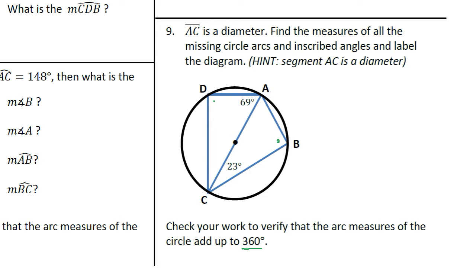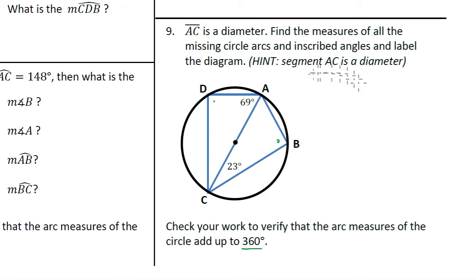This is also on the worksheet Inscribed Shapes, and we're looking at question number 9. Somebody had a question on number 9. Segment AC is a diameter, so that tells me that this segment AC passes right through the center of the circle. Find the measures of all the missing circle arcs and inscribed angles, and label the diagram.